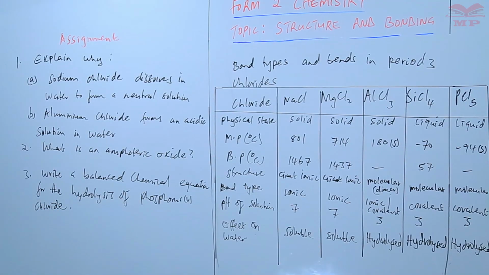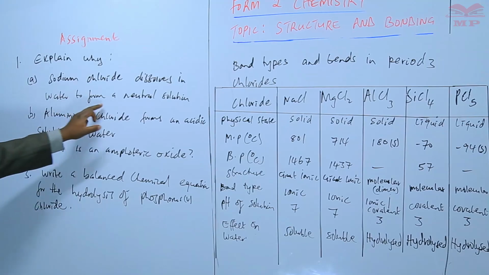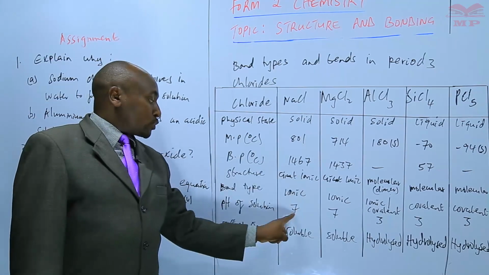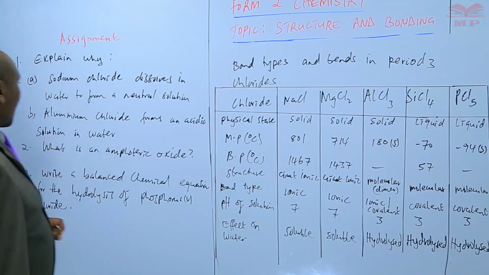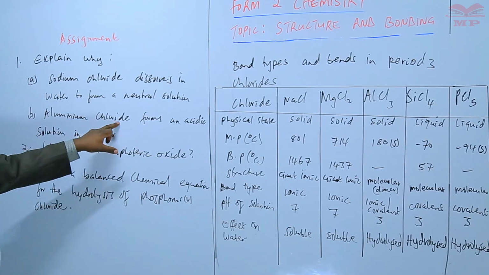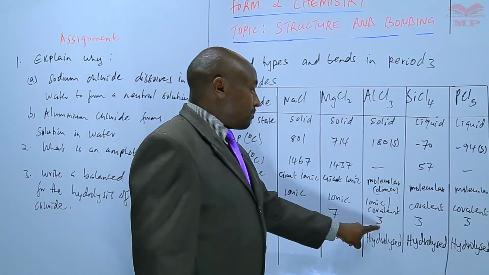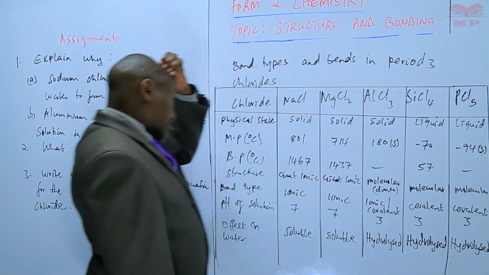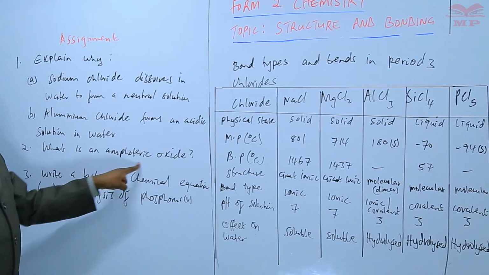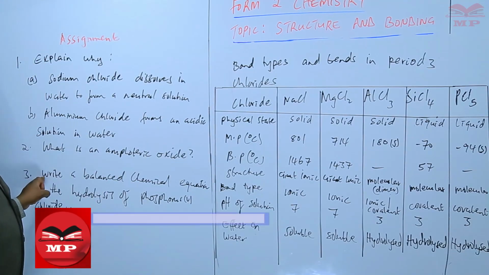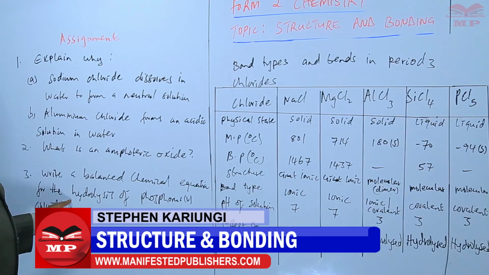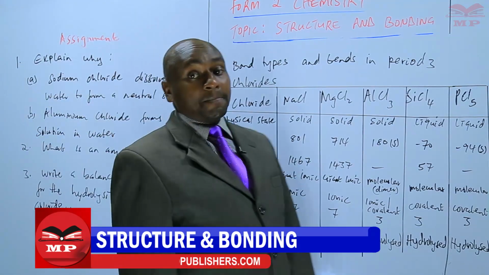So in the assignment, the first question: A, explain why sodium chloride dissolves in water to form a neutral solution. The neutral solution has a pH of 7. And B, why aluminium chloride forms an acidic solution in water. Aluminium chloride is forming a solution with a pH of 3, which is acidic. Number two, what is an amphoteric oxide? Number 3, write a balanced chemical equation for the hydrolysis of phosphorus 5 chloride. So we are going to stop there.